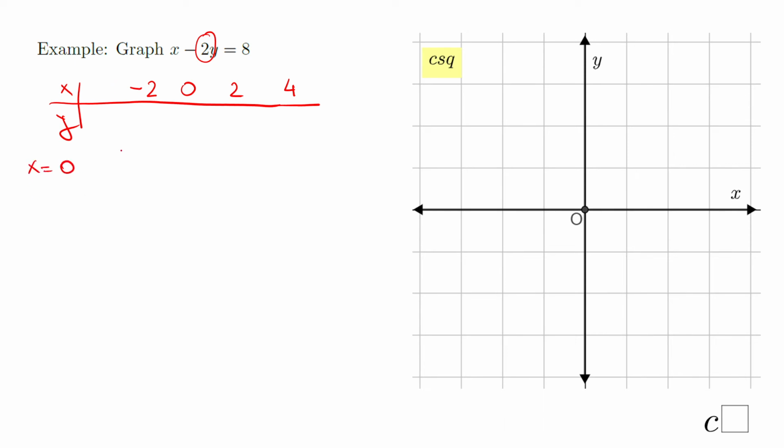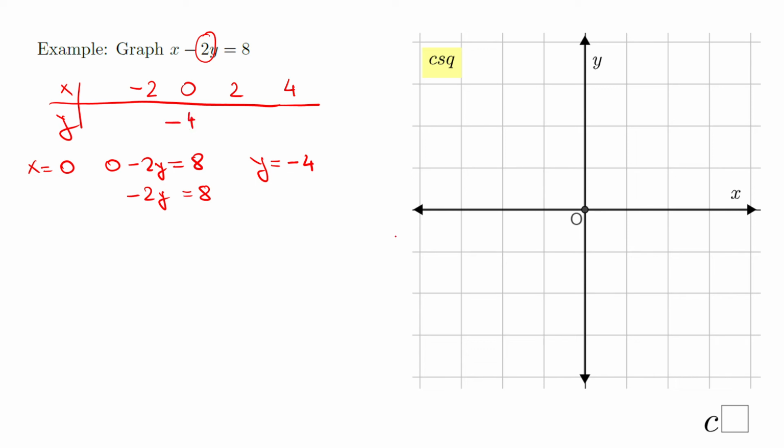x equals 0, we have 0 minus 2y equals 8. So we have left only negative 2y equals 8. Divide by negative 2, we get y equals negative 4.